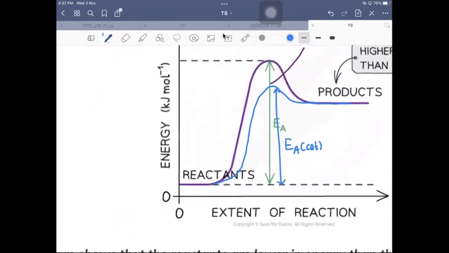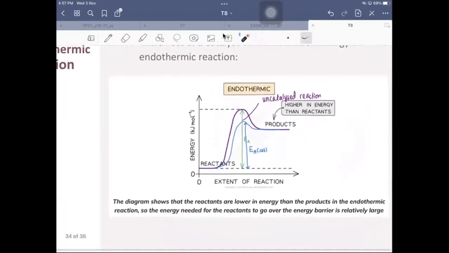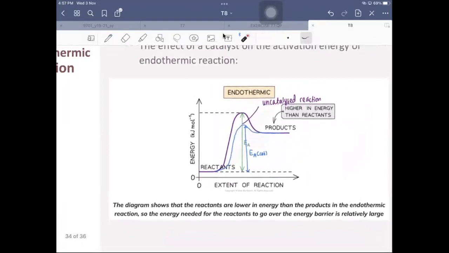Please color coordinate them. Okay, otherwise you will get confused. So can you see that now my activation energy of the catalyzed reaction is lower than the uncatalyzed reaction? Okay, so that's the pathway diagram. So that means now that we have a much lower energy, it's easier to overcome this activation energy. A bigger proportion of molecules, reactant molecules, will have energy equals to or bigger than the activation energy.